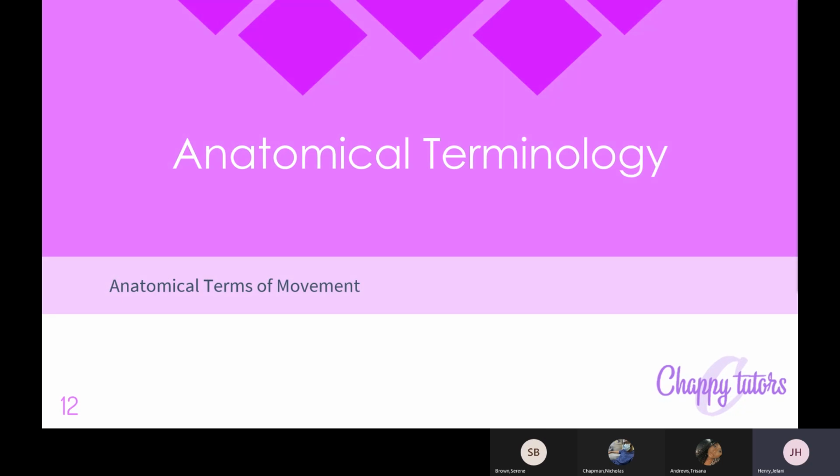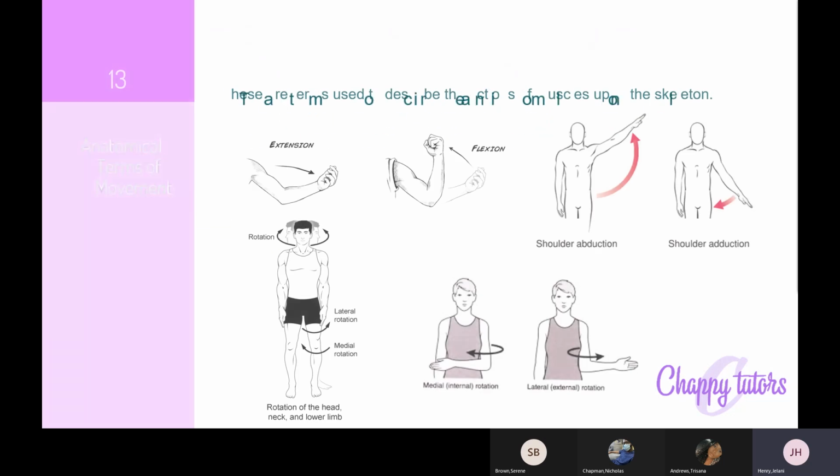Right, now we'll get into anatomical terms of movement. All right, so these terms are generally used to describe the actions of muscles on the skeleton, right? So the first pair of terms we have are extension and flexion, being opposites to each other, right? So when we say extension, it refers to increasing an angle between two parts of the body, right?